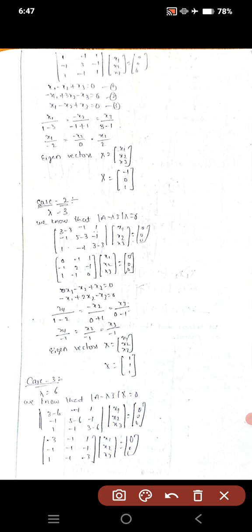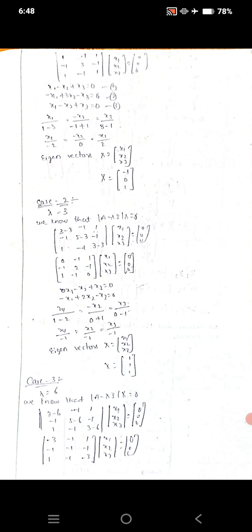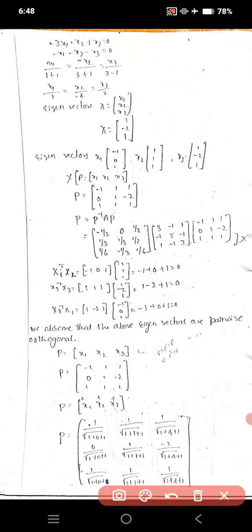Let's go to case 3. What is the lambda value? 6. We know that A minus lambda into X equal to 0. Again substitute 6 in the place of lambda and we will get another matrix. So we will get 3 equations again. Take 2 equations and solve, and we will get the x1, x2, x3 values. The eigenvector we get is 1, minus 2, 1. So the 3 eigenvectors are: x1 equal to minus 1, 0, 1, the first eigenvector; x2 equal to 1, 1, 1, the second eigenvector; x3 equal to 1, minus 2, 1.